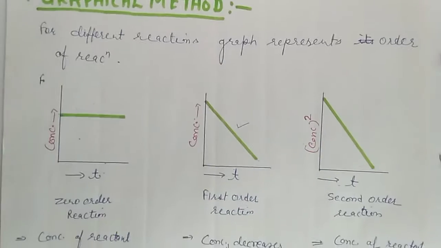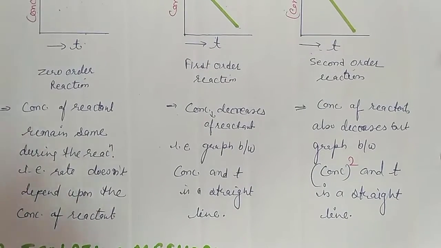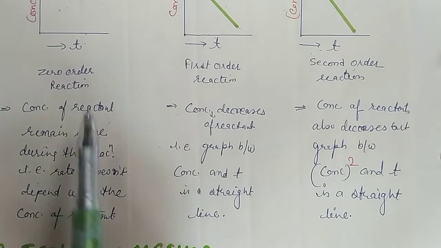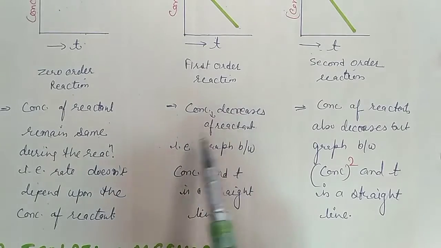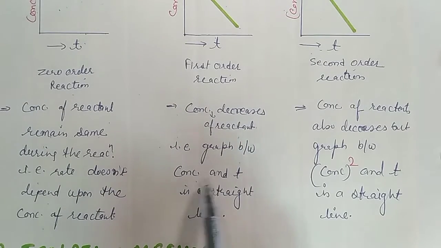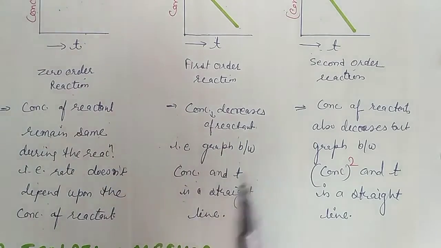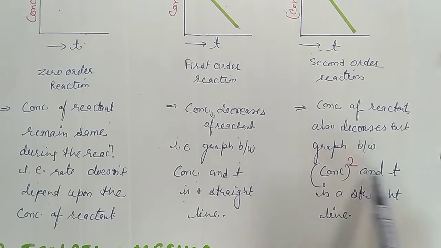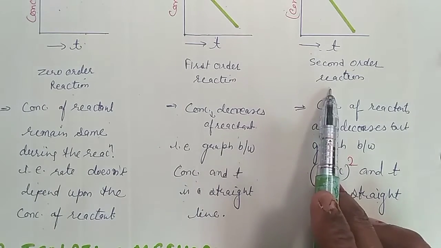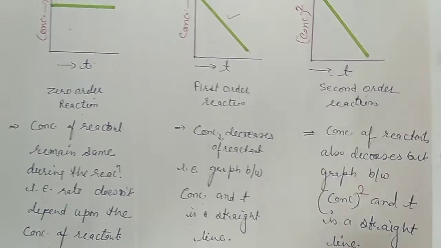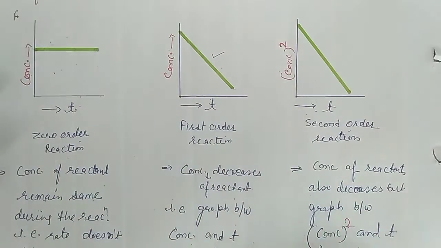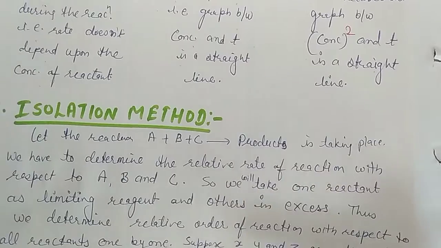Clear? So by these graphs we can conclude that if the concentration of reactant remains the same during the reaction, that is, the rate doesn't depend upon the concentration of reactant, it is a zero order reaction. If concentration decreases and the graph between concentration and t is a straight line, it is first order. If concentration decreases, but the graph between concentration square and t is a straight line, it is for a second order reaction. So by these graphs we can determine the order of the reaction. Clear?